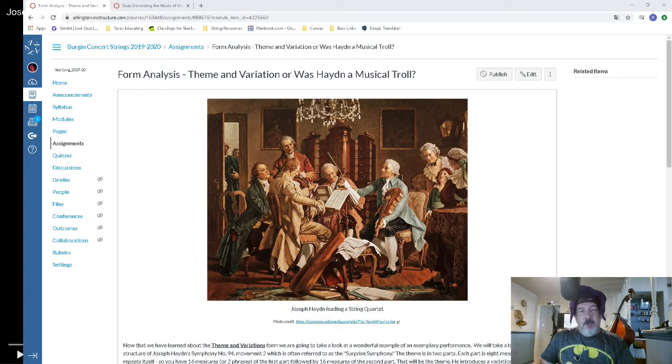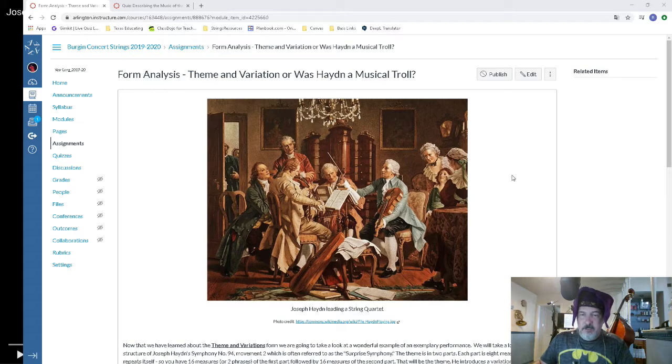So we've been talking about forms in classical music. Last week we looked at rondo and we looked at Mozart. So we're talking about music from the classical era. Today we're going to look at theme and variation. And the essential question that I have for you is, was Haydn a musical troll?